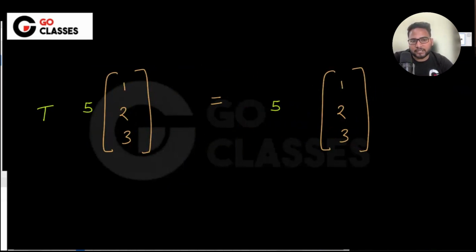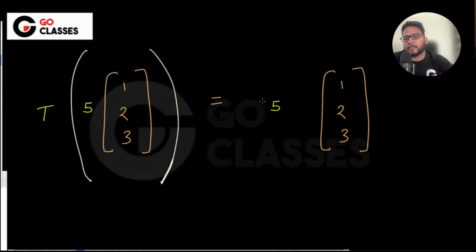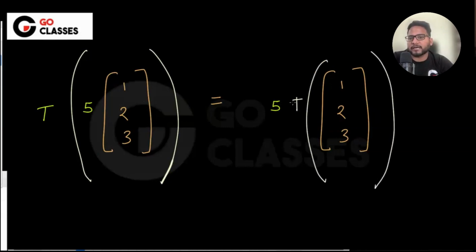What I'm trying to say is that, let's suppose you take a function of this particular vector. Then either you take the function of this particular vector, or you multiply by 5 later on, which means first you take the transformation and then you multiply later on. If this property is satisfied, along with one more property I will tell you, then we call it a linear transformation.